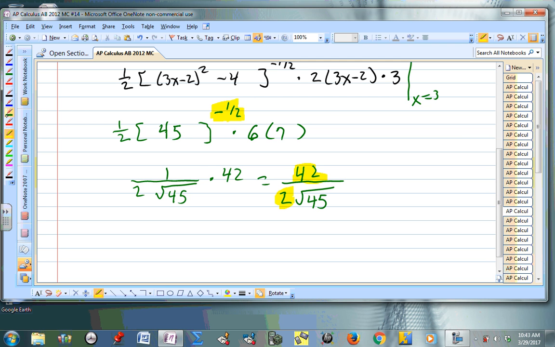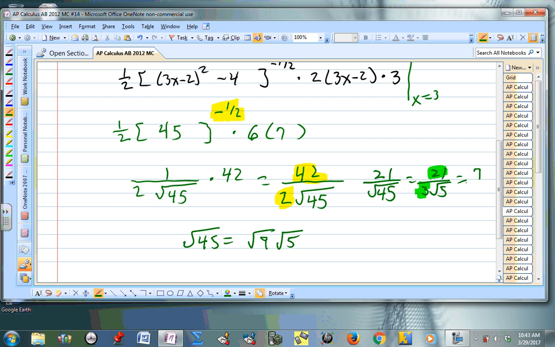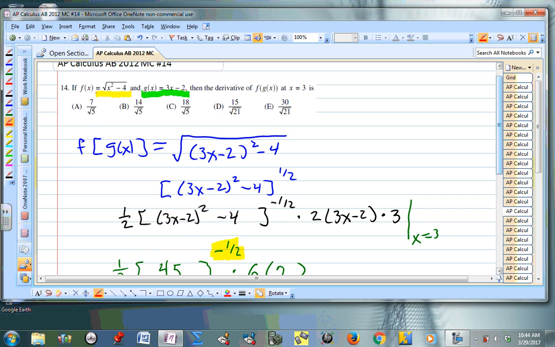42 over 2 simplifies to just 21 over root 45, which is not an option. So let's keep going. Root 45, you remember that's root 9 times root 5. Root 9 is 3. So what we have is really 21 over 3 root 5. And you see the 21 and 3 simplify here to make 7. This is 7 over root 5, which matches option letter A.